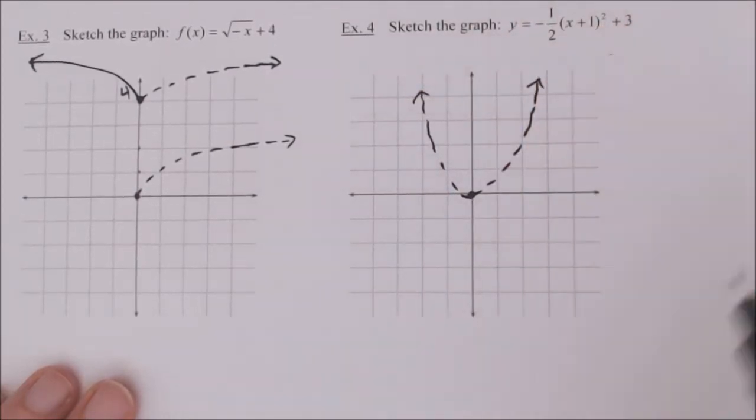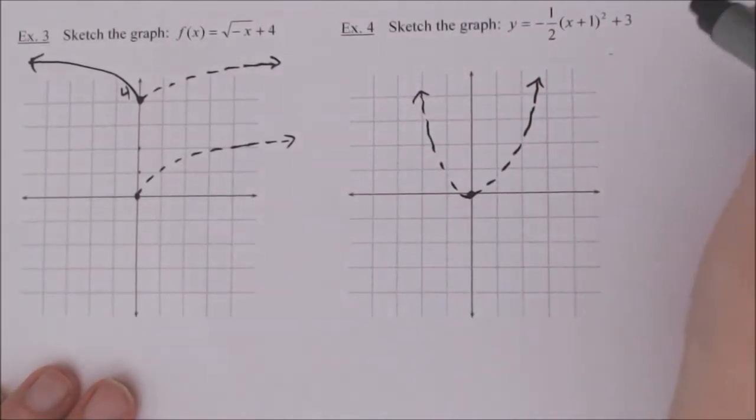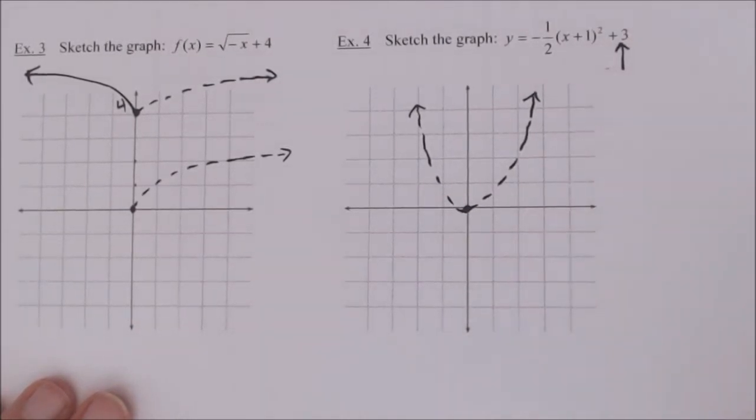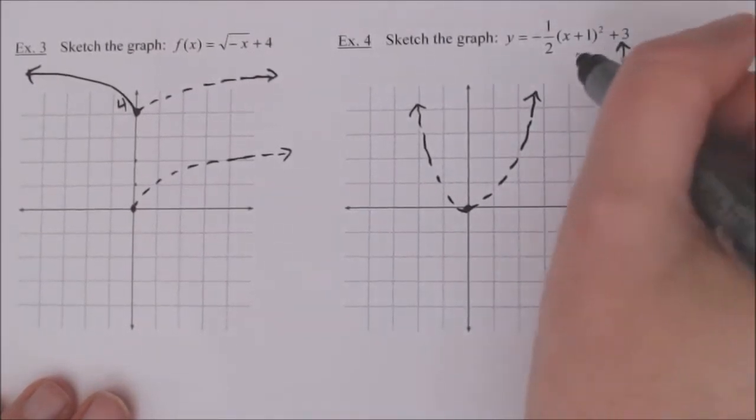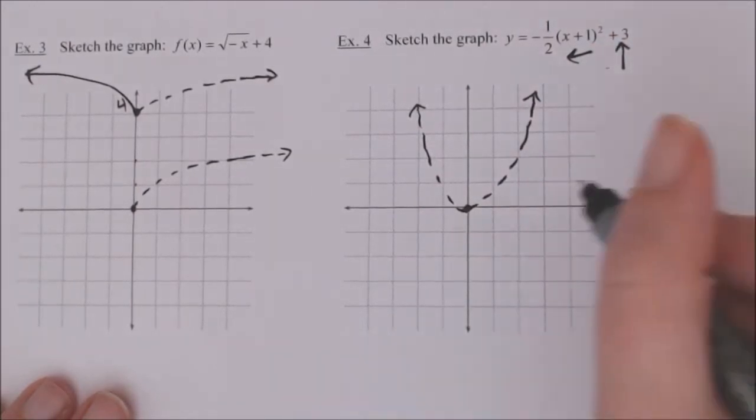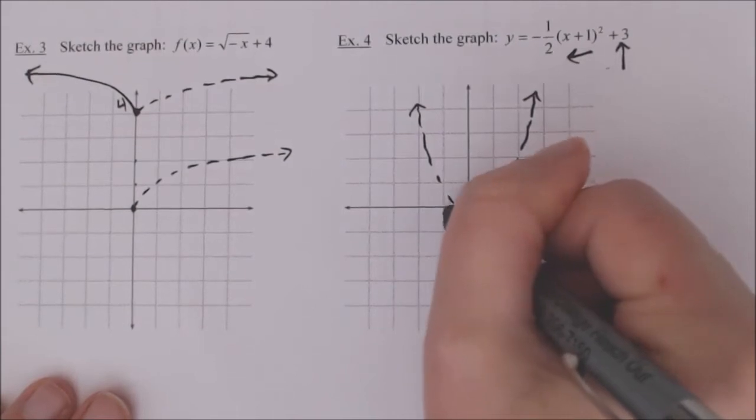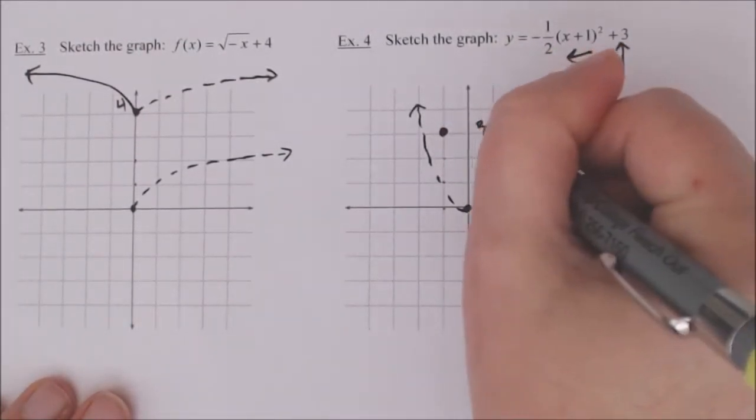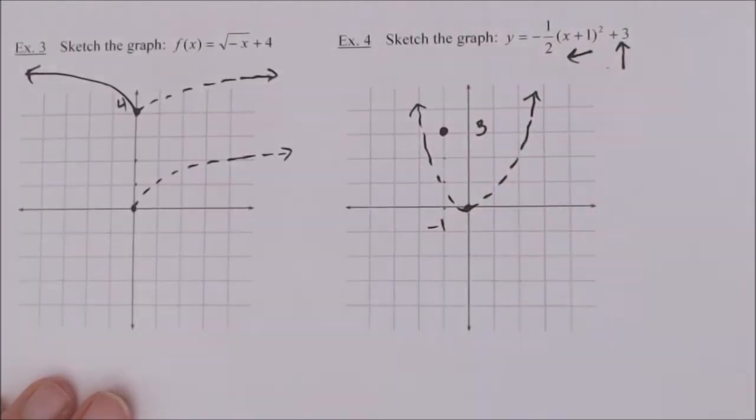Okay, and then think about what kind of shifting we have. The 3 is on the outside, +3, that's going to move it up 3 units. The 1 is on the inside, it's positive, so it's actually going to go left 1 unit. So let's go ahead and make that shift. We're going to go left 1 and up 1, 2, 3, so that would put me there, at (3, -1).